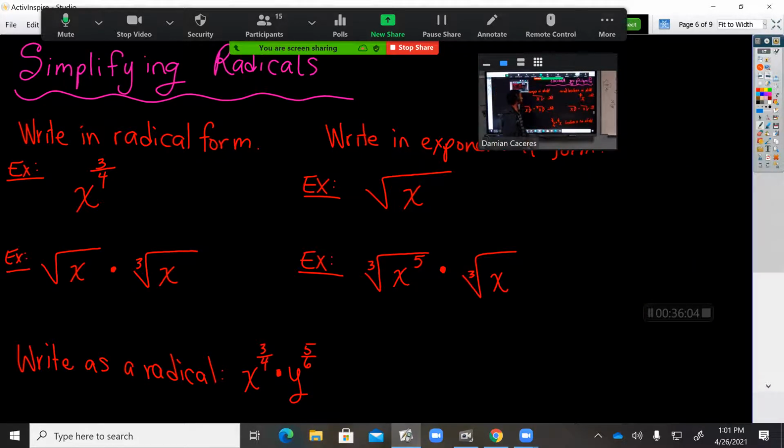So let's move on to the radical side of things. As you can see, there's only 20 minutes left of class. That shows you this radical section is not a big section. It's a very easy section. So let me explain to you first how to turn a fraction exponent into a radical.